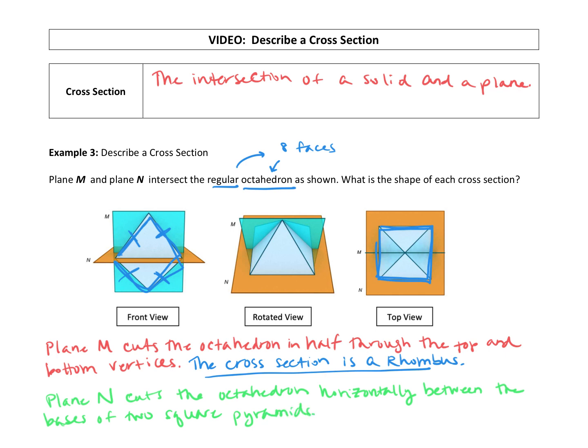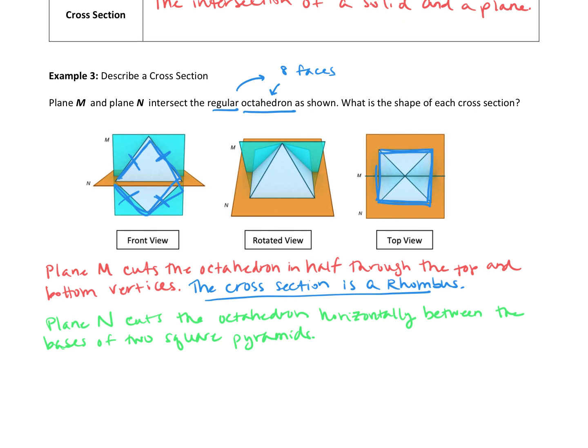So here's the top pyramid, and then there is a pyramid below. And so what plane N is doing is it's cutting right through the middle of the top pyramid and bottom pyramid. And so therefore that cross section is a square.